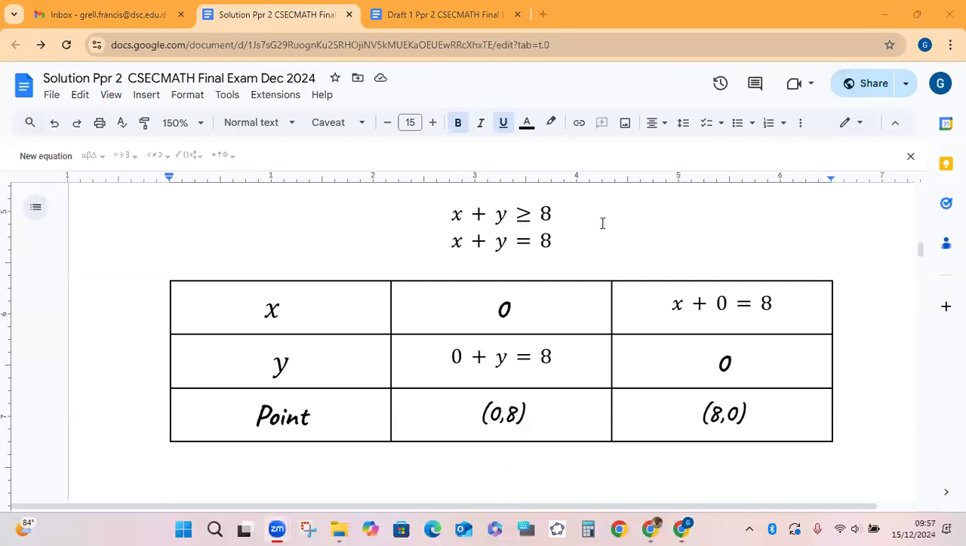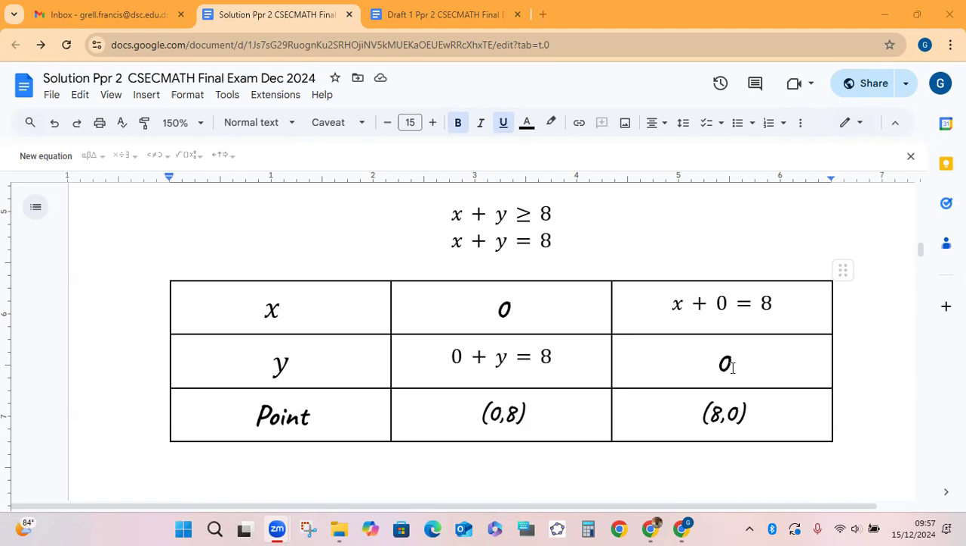So let's start with the first inequality, x plus y is greater than or equal to 8. I converted it to an equation, x plus y is equal to 8, so that we can draw the line. In order to draw a line, all you need are 2 points. This can easily be done by making x 0 and calculating y. So when x is 0, y is equal to 8. Therefore the first point is 0, 8.